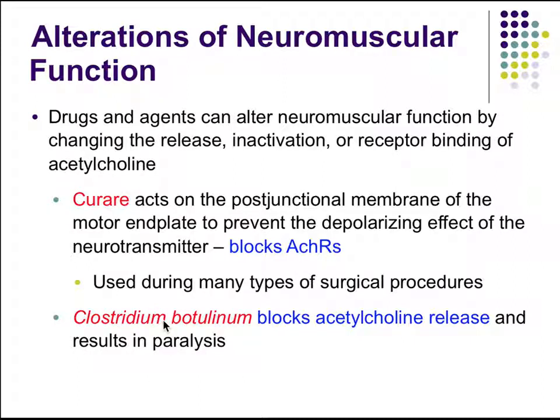Then we have Clostridium botulinum. This blocks acetylcholine release. So what this does is, when acetylcholine is in those synaptic vesicles at the terminal, waiting for the calcium to come in to tell it to exocytose, it prevents those vesicles from docking onto the membrane. And if the vesicles can't dock or attach to the membrane, then they can't open up to release the acetylcholine. So basically, you can't release acetylcholine, and as a result, you will also cause paralysis.